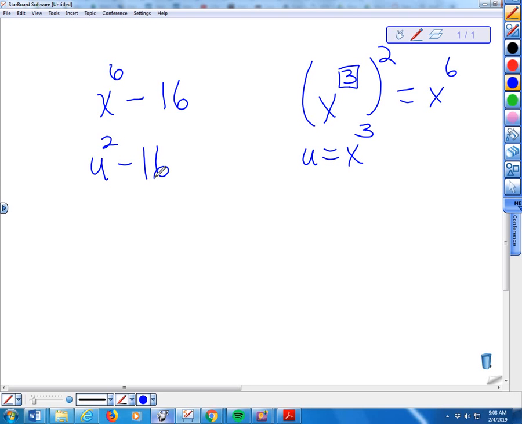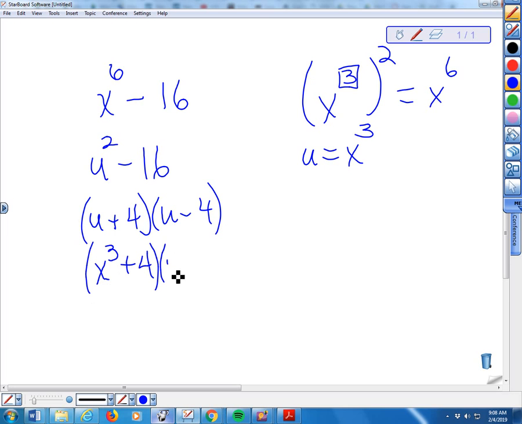The square root of u squared is just u. The square root of 16 is 4. And then I write it twice. That's the pattern we learned last chapter. And now I'm going to take whatever I had back in. And I'm done. That's easy.